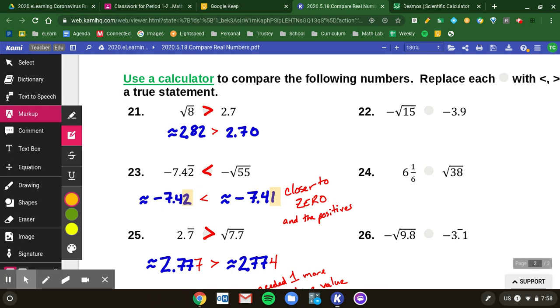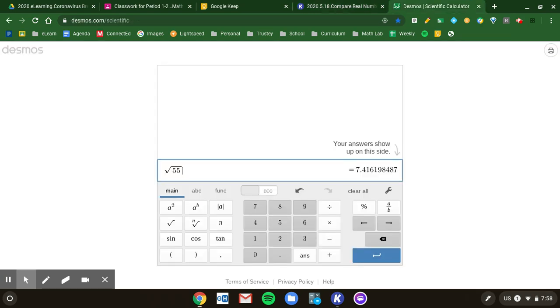Now, number 25 I thought was a little tougher. If it was just going to the hundreds place, think about pennies, it'd be $2.77. But as soon as I go to my Desmos calculator and type in the square root of 77, I'm going to find something rather interesting.